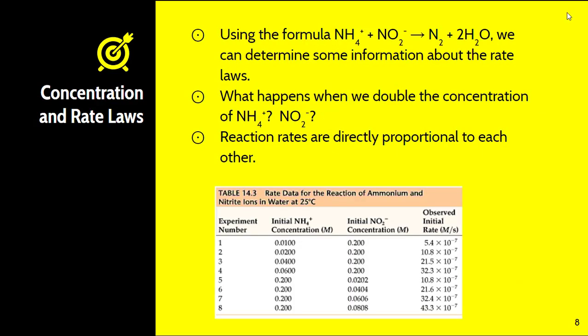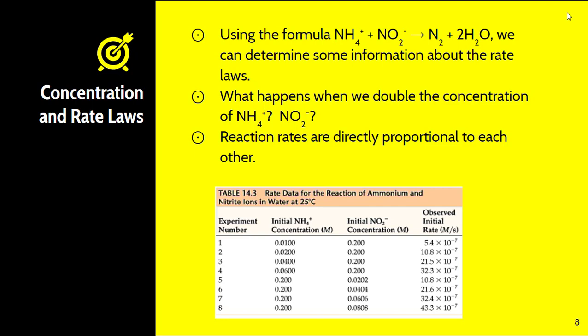So let's take a look at the relative concentration and how that actually impacts the rate laws. We'll use the formula up above: NH4 plus NO2 minus yields N2 plus 2H2O. We can determine some information about the rate laws. So let's look at the chart down below and think about what happens when we double the concentration of NH4 plus and NO2 minus. If we double the concentration of NH4 plus, let's look at experiment numbers 1 and 2. NH4 plus is doubled, but the concentration of NO2 minus stays the same.